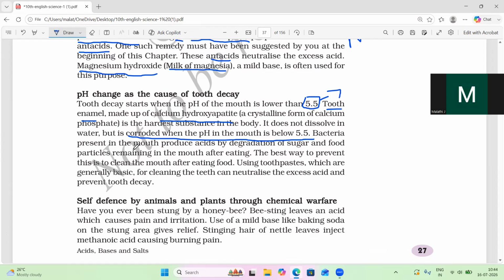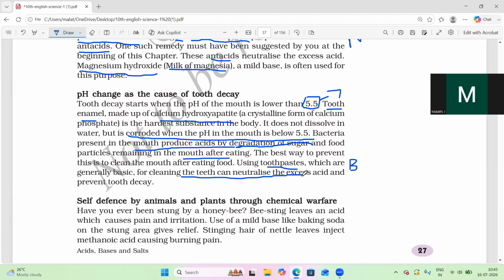The bacteria present in the mouth produce acids when they degrade the sugar and food particles remaining in our mouth after eating. The best way to prevent this is to clean the mouth after eating food. We use toothpaste as a base to neutralize the acids in our mouth. Cleaning the teeth neutralizes the excess acids and prevents tooth decay.